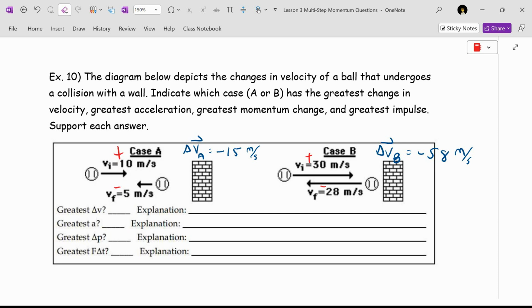Everybody. Good. Which one is going to have a bigger acceleration? B, because it had a bigger change in velocity, and acceleration is change in velocity over time. Which one's going to have a bigger change in momentum or impulse? B. Which one's going to have a bigger impulse, force times time? Same answer. Is that all right? Yeah.